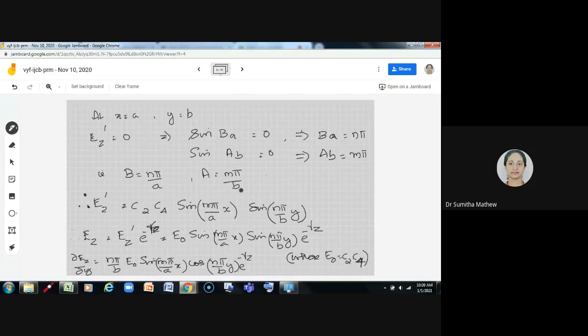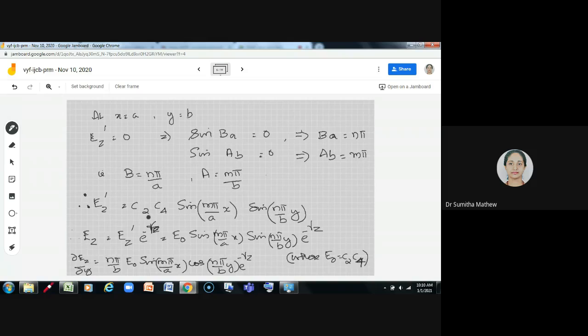What are small a and small b? Dimensions, the length and height, or width and height, of the rectangular waveguide that should be given to you. They are dimensions in centimeters, like the height of the pipe and its width, a and b. Okay, if they are known, for m and n you can have different values. Any value you can give, starting from 0 to infinity. They are integers.